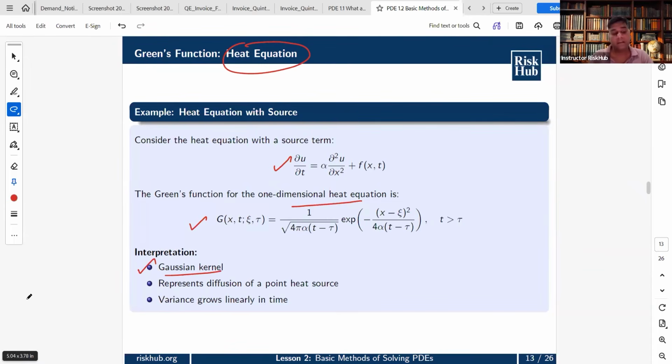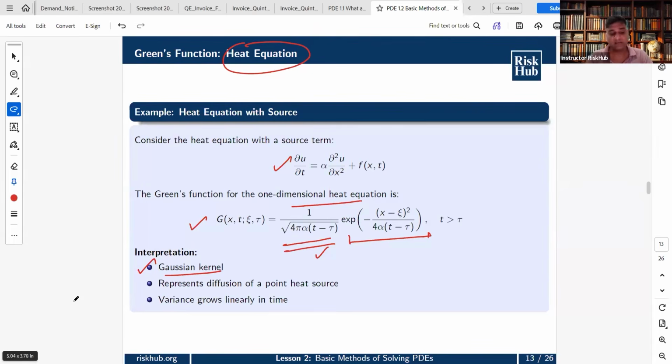The right interpretation is, if you look at this part, 1 over the square root of 4 pi alpha times t minus tau, this is called the normalizing factor. And then this part is called your Gaussian decay. t minus tau is your time available for diffusion, and alpha is the speed of diffusion.